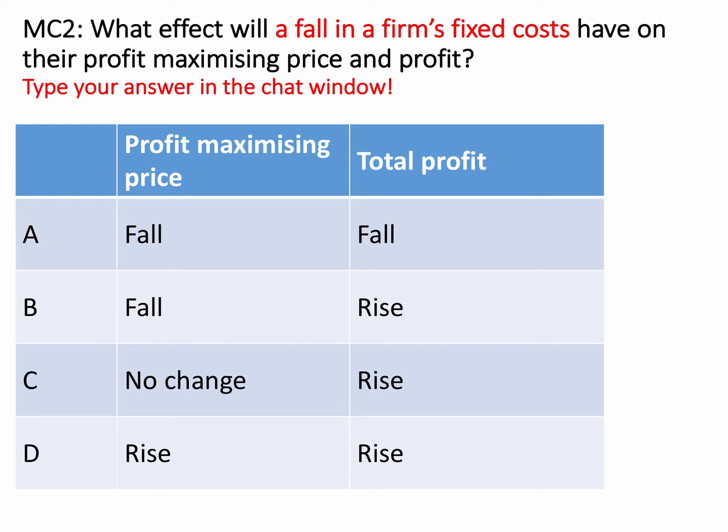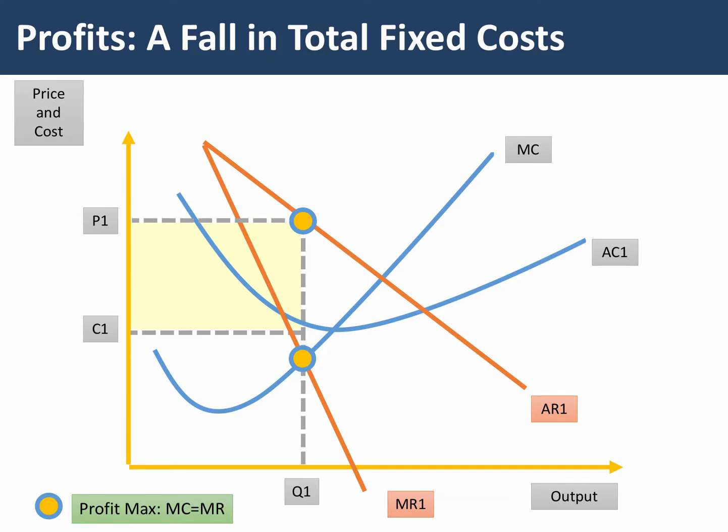Okay, well, the answer to this question is C. There's no change in the profit maximizing price. Total profits will be up. A lot of students would put B to this. They would think the price would fall and profits would go up. No, the price will stay the same. Let's have a look at the thinking behind it.